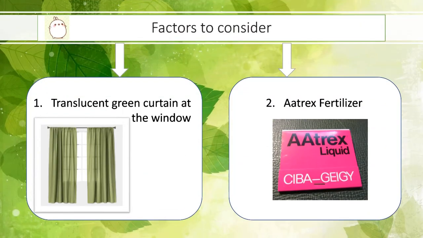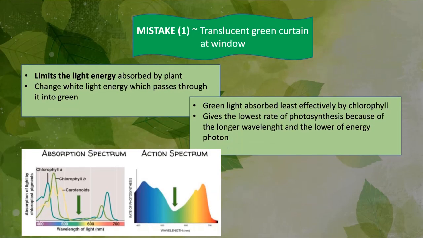From my investigation, there are two factors that we can consider for this case study, which are the translucent green curtain at the window and Atrax fertilizer. For mistake 1, what she did was put the pot plant near the translucent green curtain at the window.